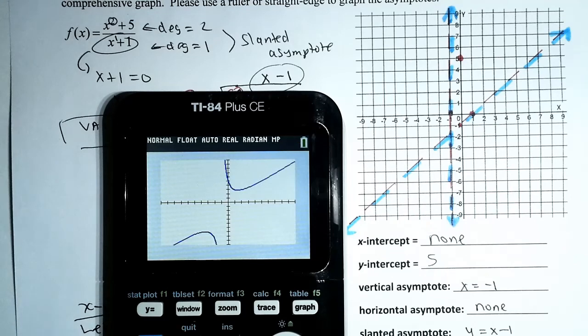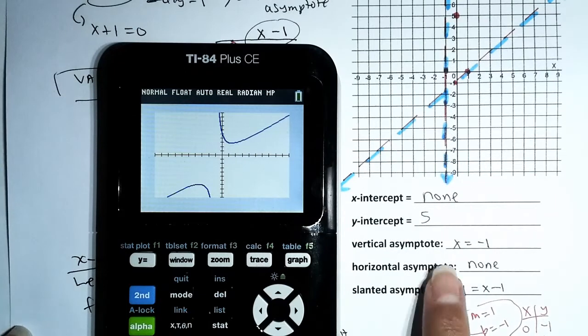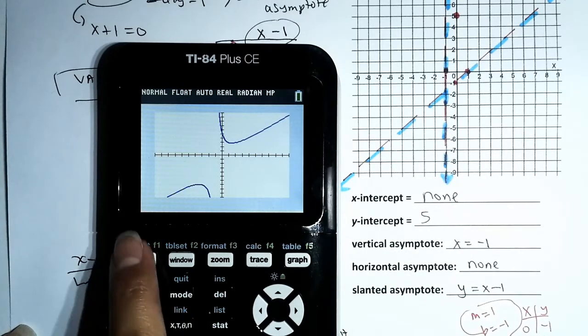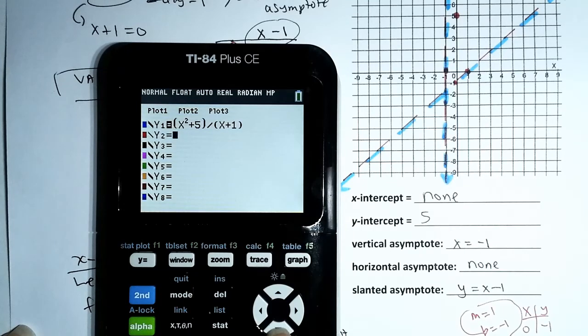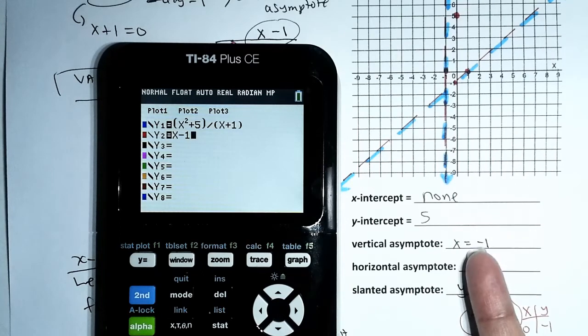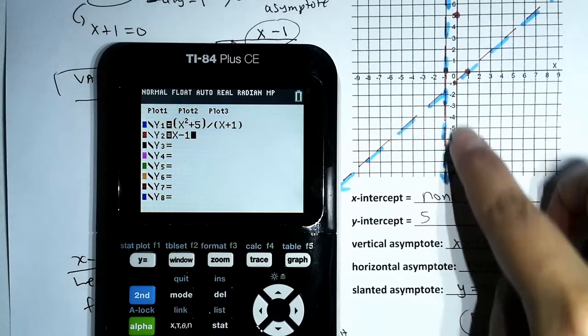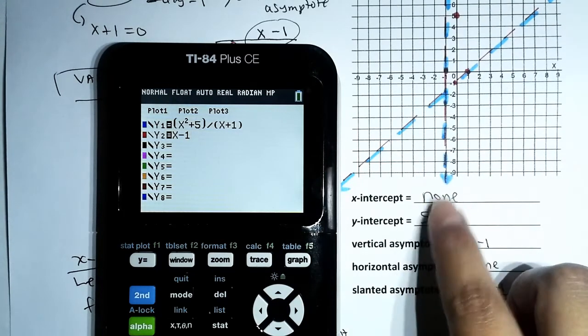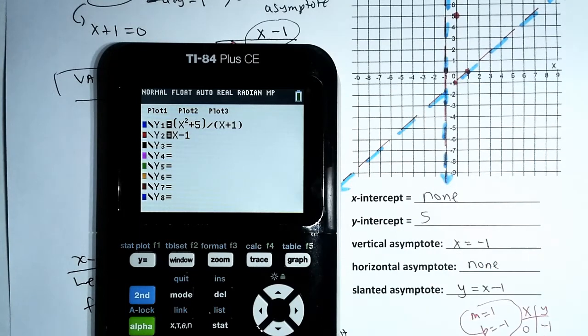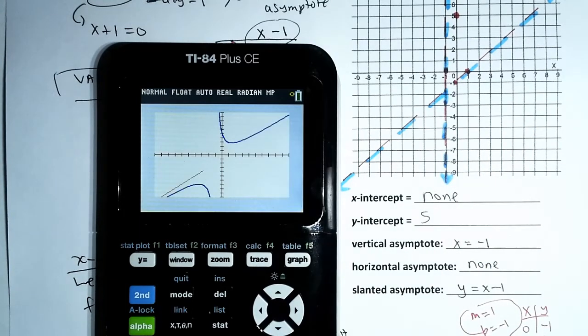Okay, that's nice, but it would make it a lot easier if I also graph the horizontal or slanted asymptote. In this case, we'll graph the slanted asymptote. So let's go back to y equals, and then the second y, we're going to put y equals x minus 1. Again, we cannot graph the vertical asymptotes because the graph of a vertical line is not a function. It fails the vertical line test. Okay, let's go ahead, hit graph.